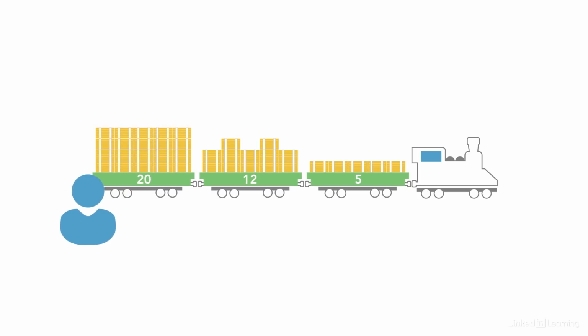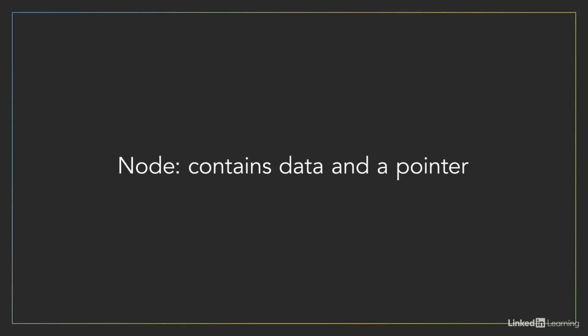Notice we can't jump from the first train car to the last, and that's because we must follow each individual train car's next pointer to find the following train car. Introducing some terminology here, we call each train car a node. A node contains data and a pointer to the next node.